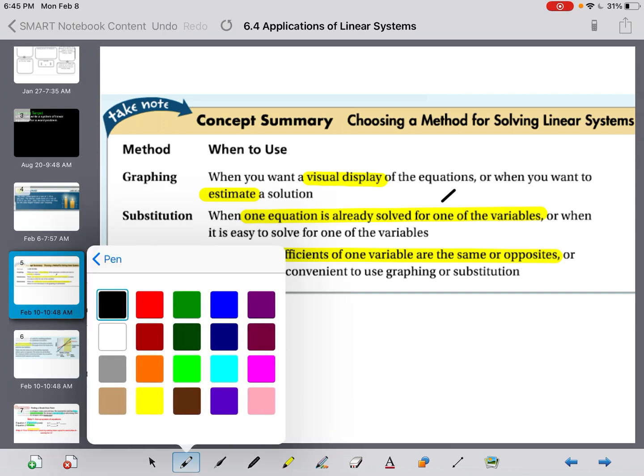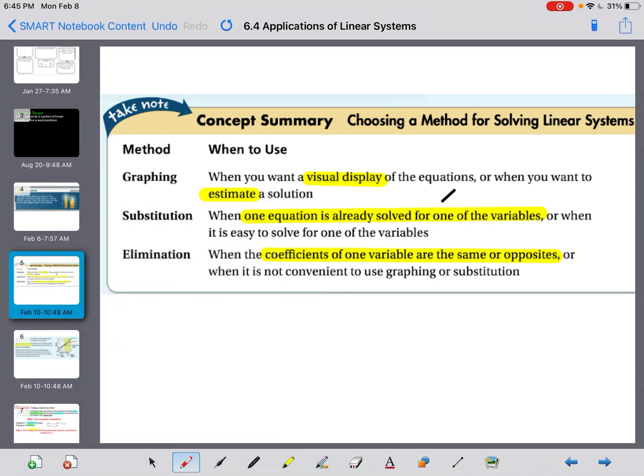Graphing is best used when you want a visual display of the equations or when you want to estimate. So if you just want to see what these equations look like, or maybe a rough estimate of what a solution might be, you would use graphing. Substitution is if one equation is already solved for one of the variables, so you already have an x by itself, or you already have a y by itself, or if it's easy to get that. That's when you would use substitution.